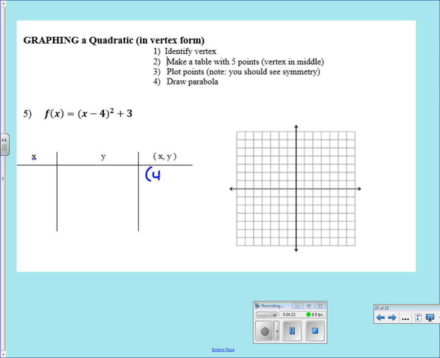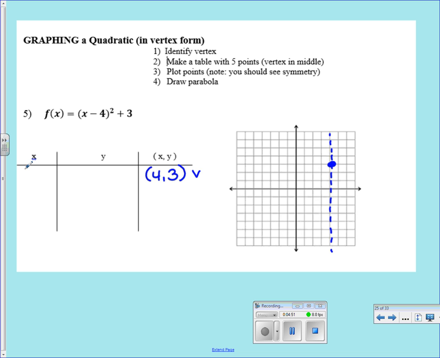So I'm just going to put that here. 4, 3, that's the vertex. And so with that, I know that 1, 2, 3, 4, my axis of symmetry, where it folds in half, is going to be at 4. And at 4, 3, this is going to be where the vertex of my parabola is. Now, notice there are no negative numbers in front of the parentheses, so that basically tells me that my parabola is going to open up.